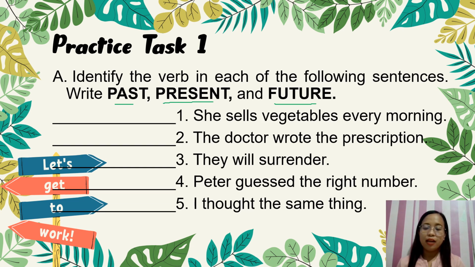Like number 1, she sells vegetables every morning. So, anong tense ba yan? Number 2, the doctor wrote the prescription. Number 3, they will surrender. Number 4, Peter guessed the right number. Number 5, I thought the same thing. Okay, kaya niyan, class. Just write past, future, or present in the blanks below, before the number. Okay po? Very good.